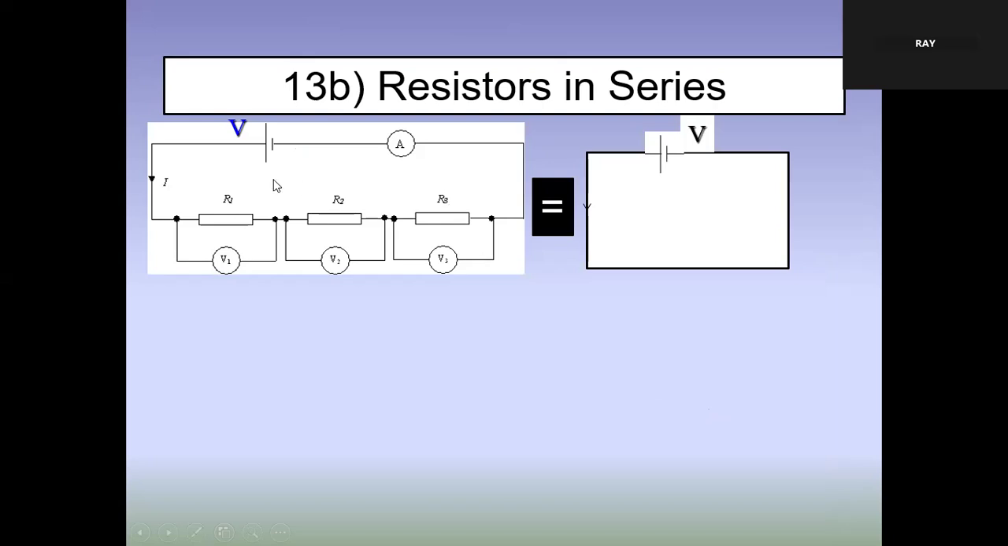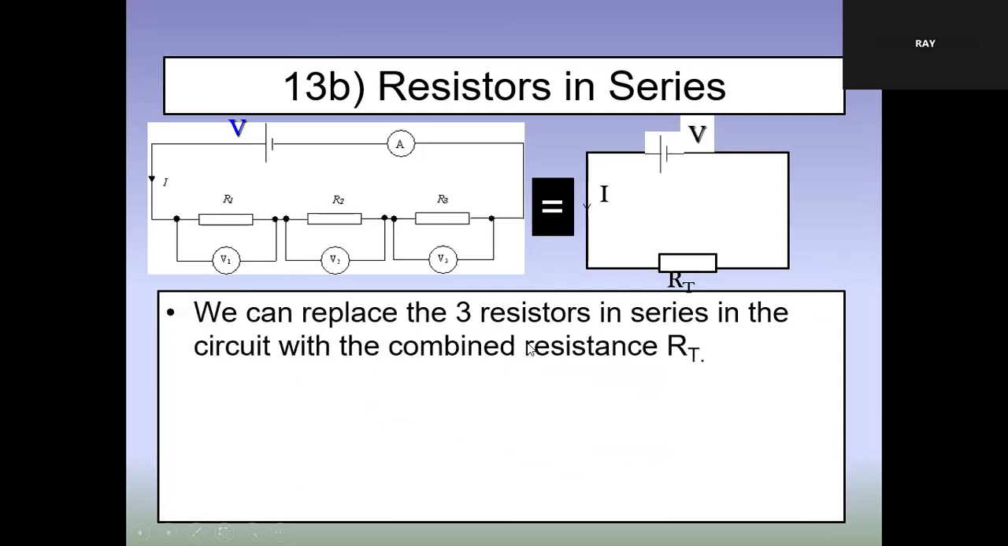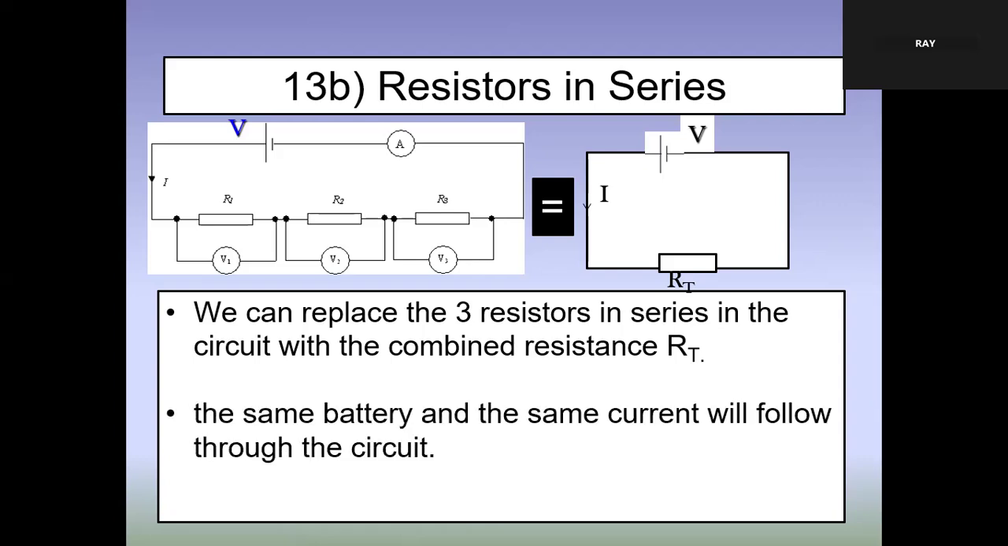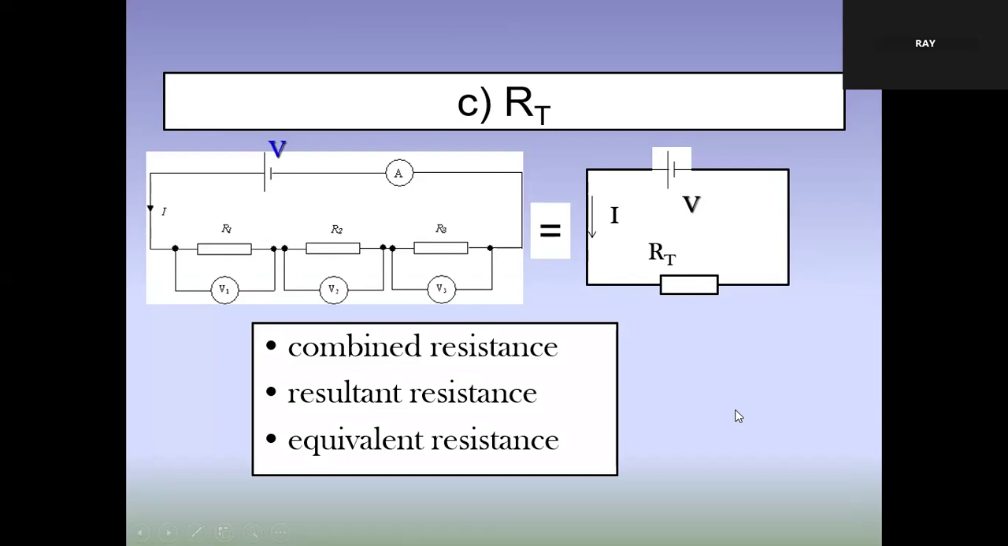Right? We want to represent those resistors with a resultant resistor. Same voltage source, same current flowing through the circuit, but the total resistance to replace the 3 is RT, R for total. We can replace the 3 resistors in series in the circuit with a combined resistor, RT. The same battery, the same current flows through the circuit. We call it combined resistance, total resistance, resultant resistance, or equivalent resistance, depending on the book you use.